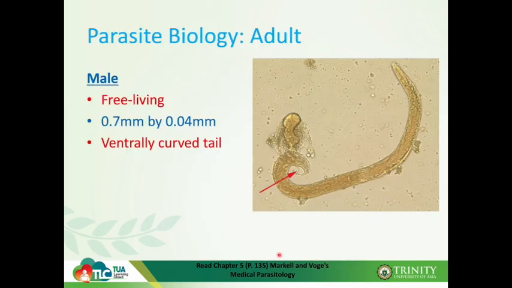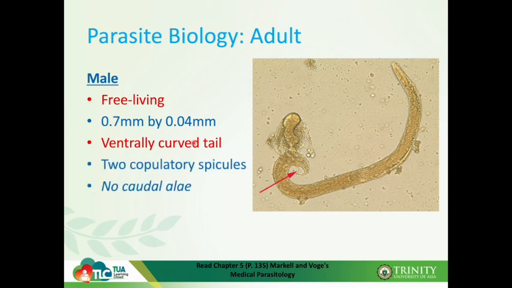Again, free-living adult males exist, but they are free-living. They are not found in the intestine. And then again, the tail is ventrally curved, because male nematodes always have curved or coiled tails, while female adults have pointed tails.